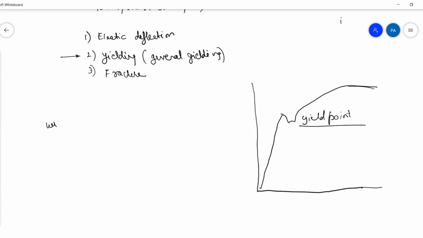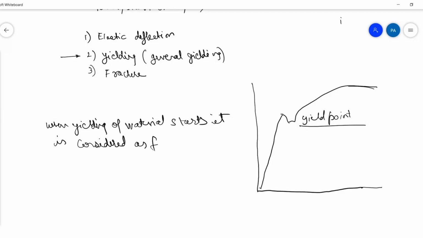So when yielding of material starts, it is considered as failure. When yielding of material start, it is considered as failure. And then you may ask me, sir, when yielding of material start, it is considered as failure, then why this fracture is written here? Because this is applicable to what? This is applicable to ductile material. Ductile material. This is applicable to ductile material.